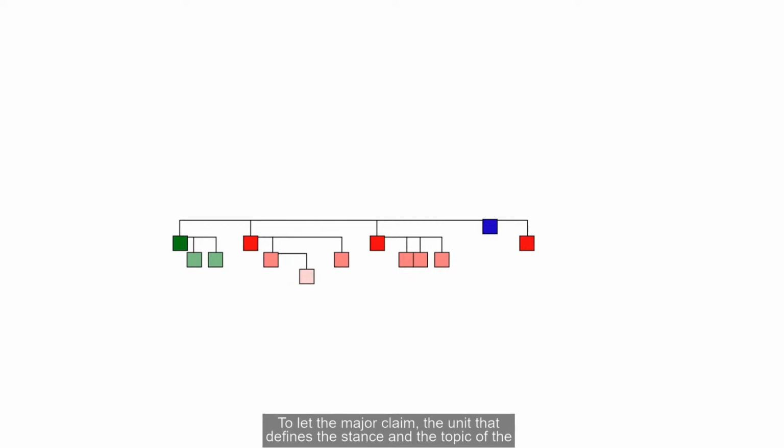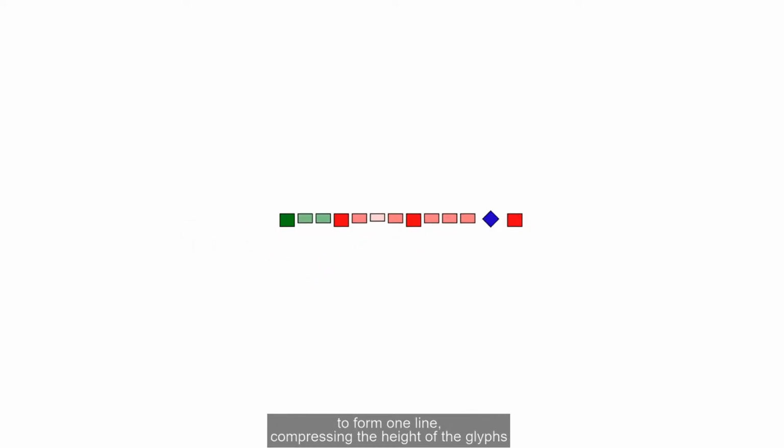To let the major claim, the unit that defines the stance and the topic of the essay, pop out among the other units, its rectangle was tilted to a diamond. Finally, the argument tree is compressed to form one line, compressing the height of the glyphs depending on the original depth level to incorporate depth information.